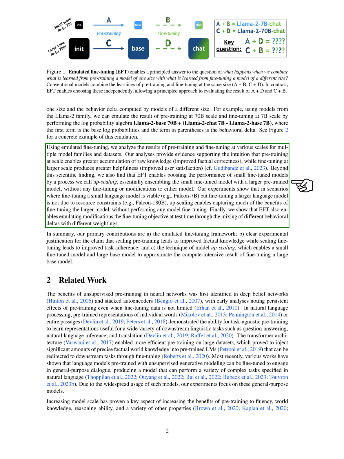This process essentially combines the small fine-tuned model with a larger pre-trained model, without any fine-tuning or modifications to either model. Our experiments show that in scenarios where fine-tuning a small language model is viable but fine-tuning a larger language model is not due to resource constraints, upscaling allows us to capture much of the benefits of fine-tuning the larger model, without performing any model fine-tuning. Finally, we found that EFT also allows us to emulate modifications to the fine-tuning objective at test time by mixing different behavioral deltas with different weightings.